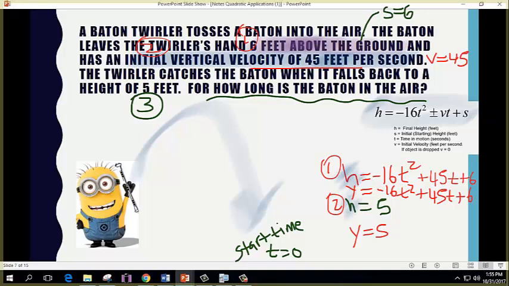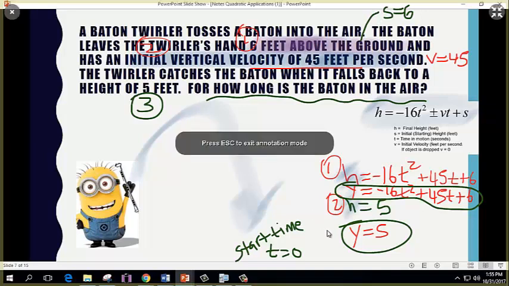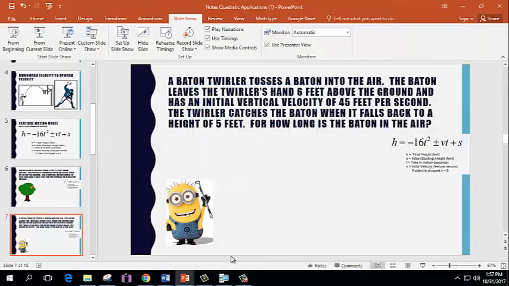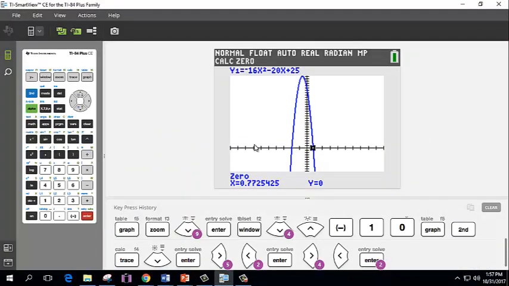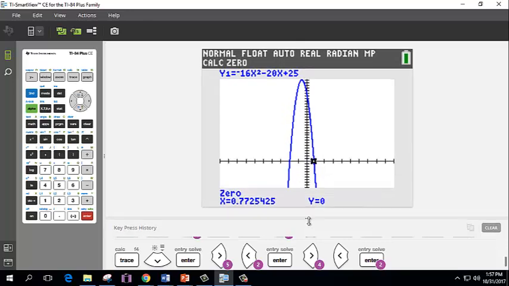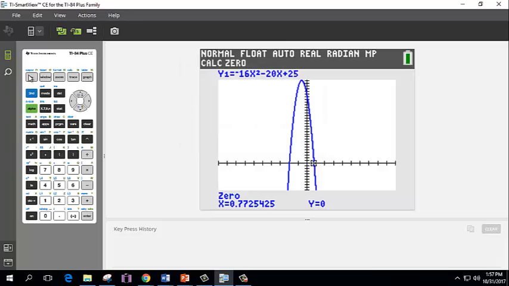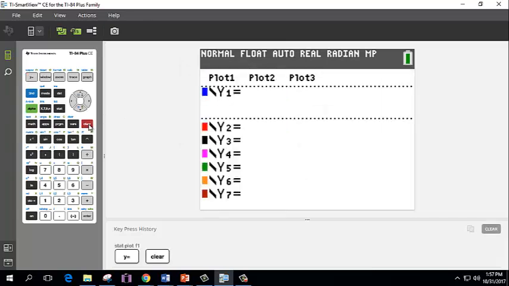Okay, so we have these two equations. We have this one here we have to plug into our calculator, and this one here we have to plug into our calculator. And we have to find out where they intersect. So let's actually model this in the calculator. I'm going to clear my buttons just to start from scratch, and we've got y equals. I'm going to clear this as well.